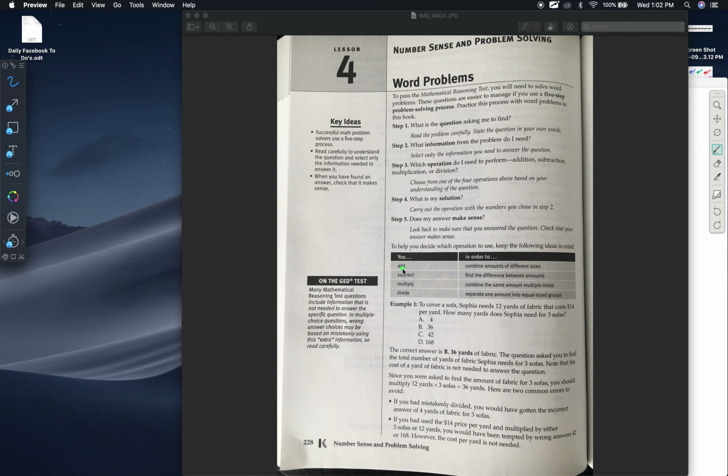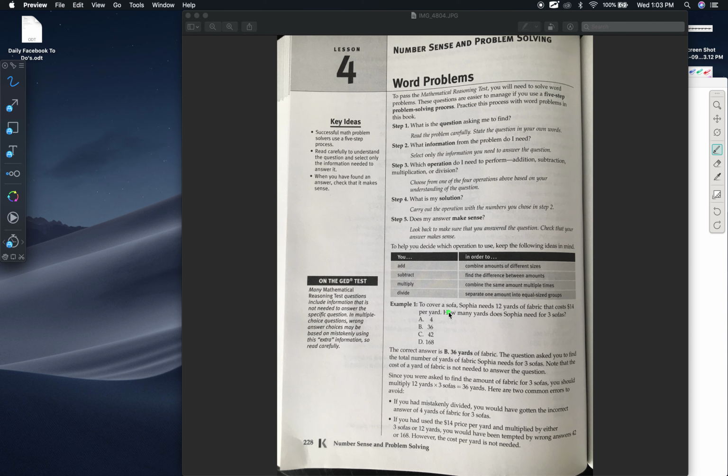This is pretty good to keep in mind. When you're reading these story problems, it can get a little confusing, but this is good to remember. You'll know that you need to add if you need to combine amounts of different sizes. You'll know you need to subtract to find the difference between amounts. Multiply, to combine the same amount multiple times. Divide, to separate one amount into equal sized groups. And we'll basically go through each of these here.